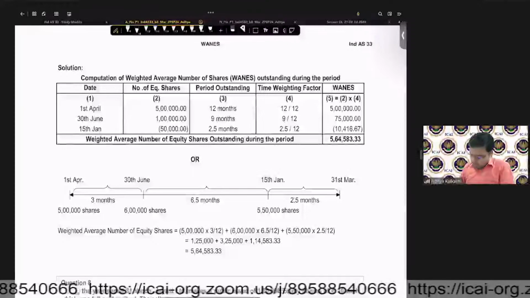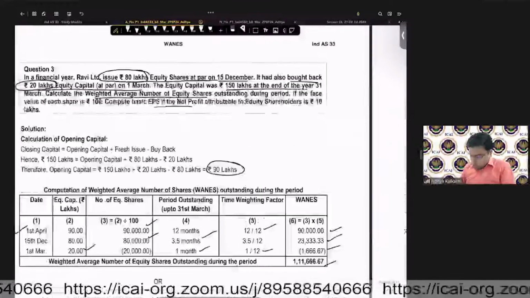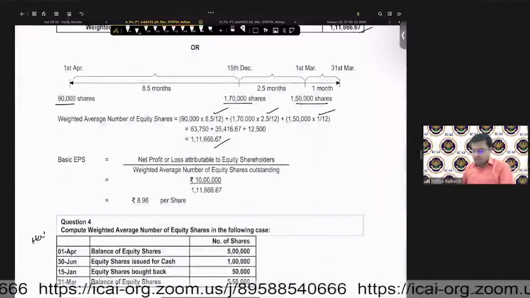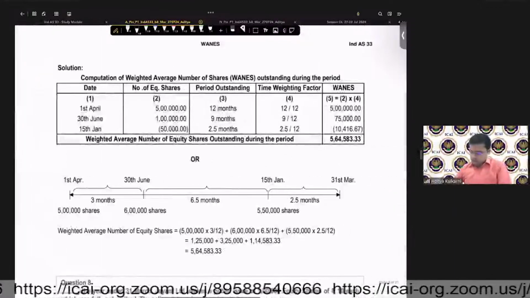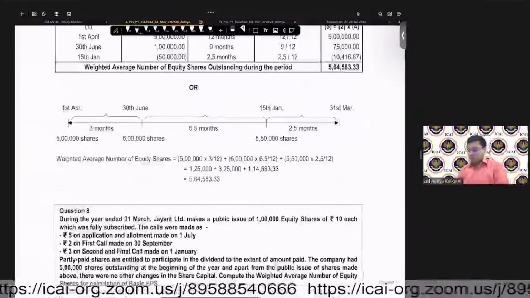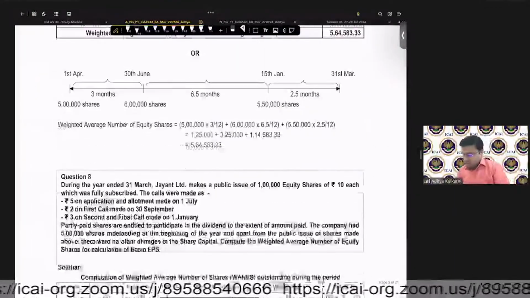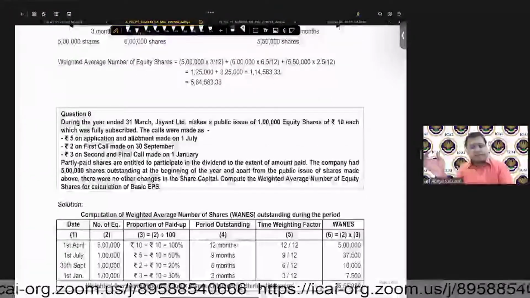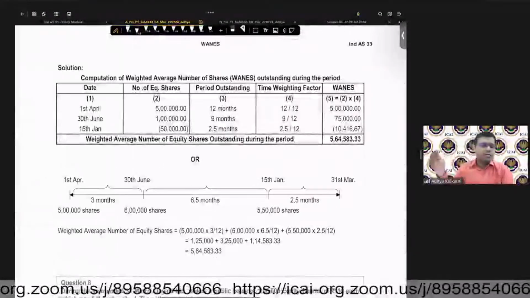So I would suggest to go through this question number 4 also for homework. This is uploaded, so you can go through it. All right. Now, coming to partly paid shares. How do I do the treatment?